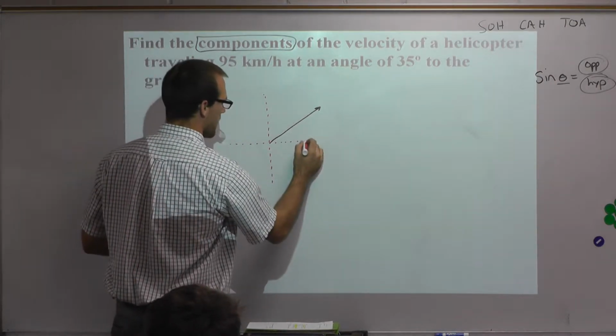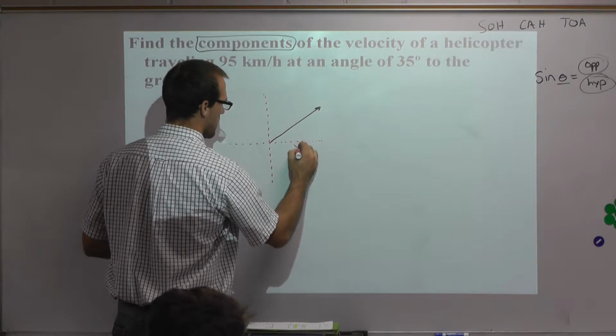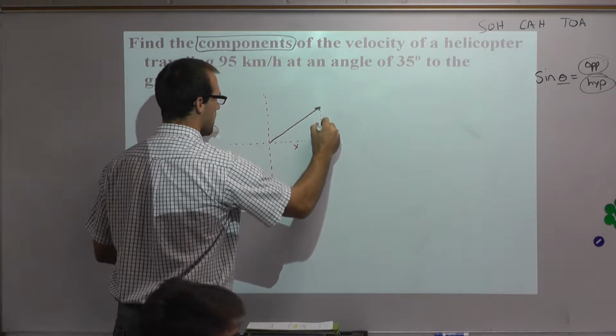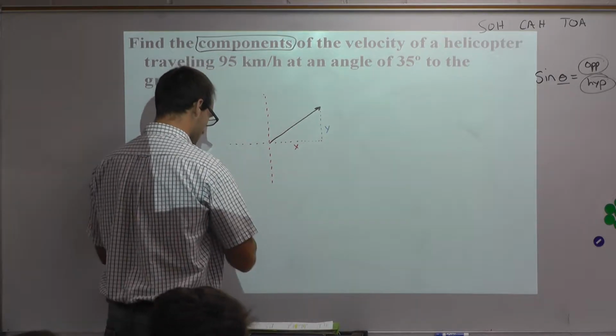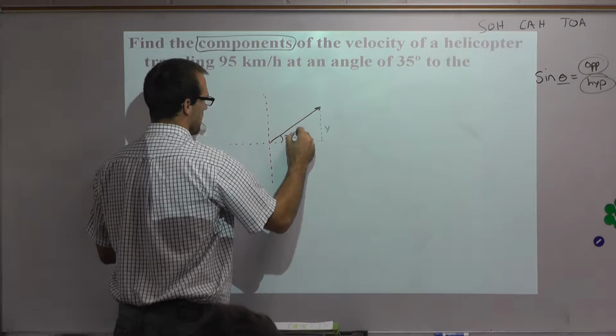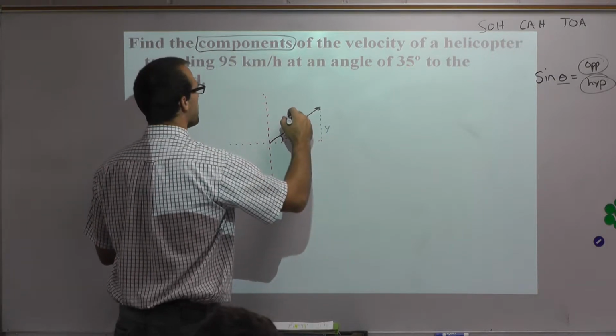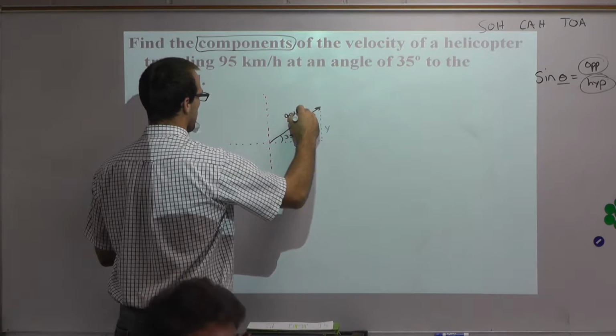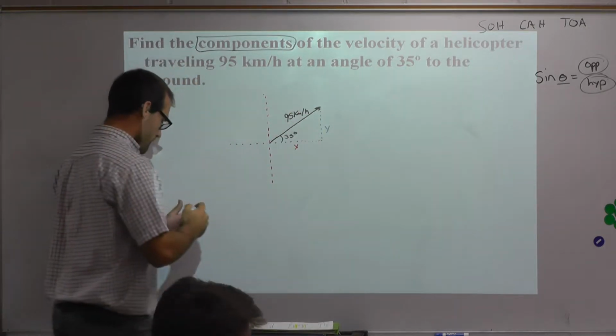North of east. Okay? So it wants to know the x component, and it wants to know the y component, and it gave us the angle of what? 35 degrees. Which we can also find the other angle, and we know 95. No, we can't. You don't have a 90-degree angle. That would not help.